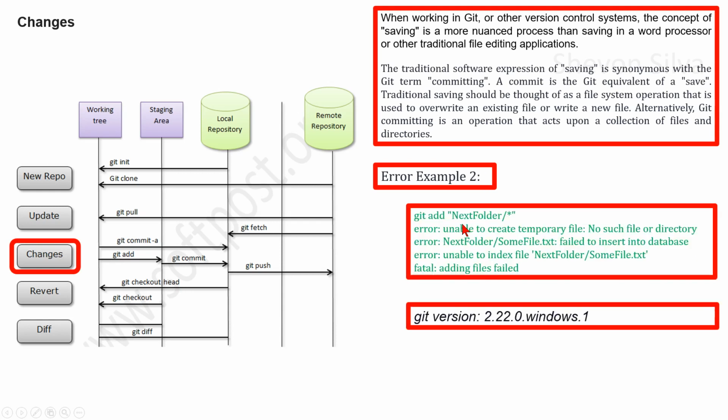As an error example 2, we can consider this one: unable to create temporary file, no such file or directory. Error: next folder/some file.txt failed to insert into database. Error: unable to index file, next folder/some file.txt. Fatal: adding files failed. This error occurred in Git version 2.22.0.windows.1.